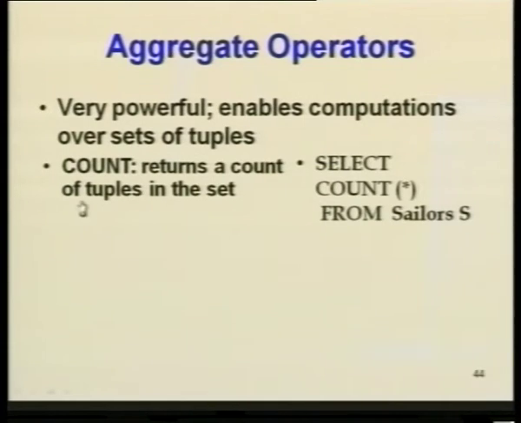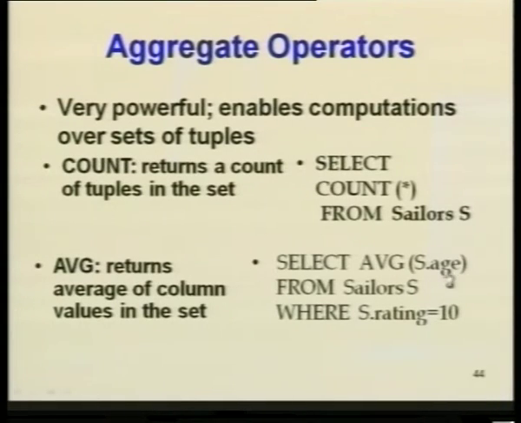Count returns a count of tuples in the set. So, select count star from sailors S will give you the number of tuples in that particular relation. Average returns the average column value. Select average S dot age from sailors S, where S dot rating equal to 10. This will give you the average age of all sailors whose rating is 10.